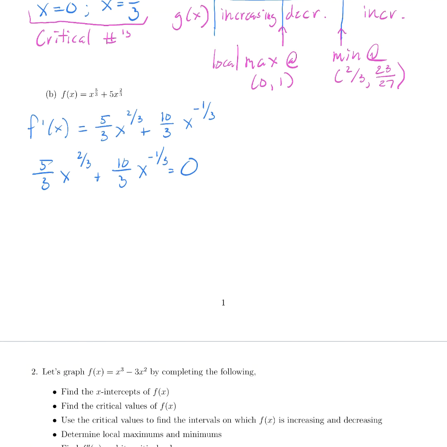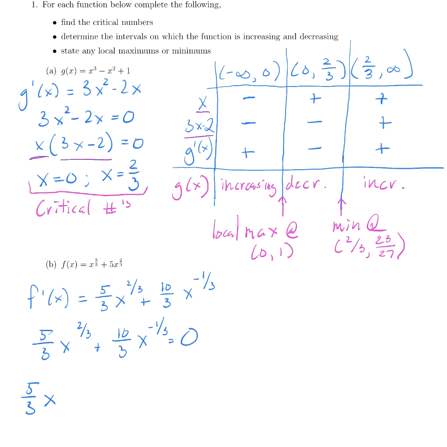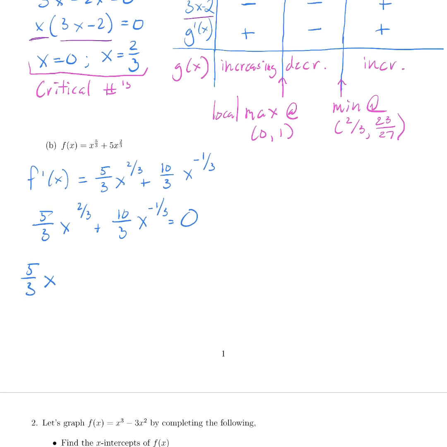This factoring doesn't always jump out right away, but we can do it in this way. Both terms have a 5/3 in them. They certainly have an x in them, and often when we factor, we factor out the smallest power of x that's in every term. So up here, we could factor an x out of both of these terms in g prime because it was the smallest power of x. So let's try to do that again and factor out the smallest power of x, which is x to the negative 1/3.